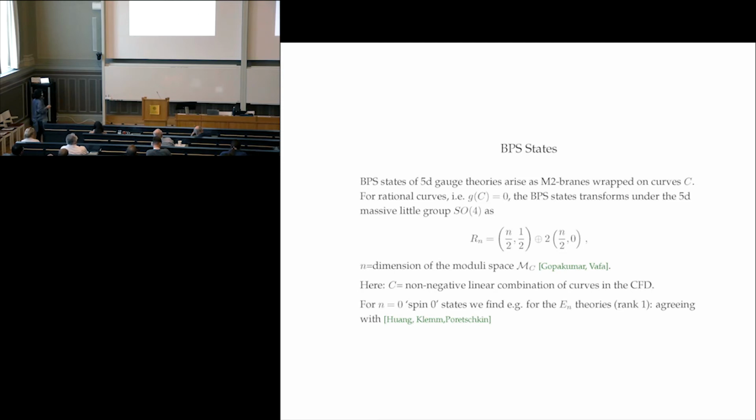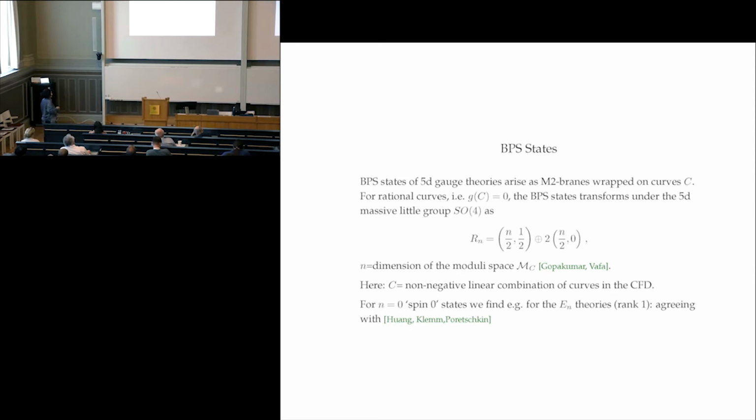And so we'll look at only genus equal to 0 states. In fact, they transform under the massive little group in 5 dimensions in this representation Rn, where n is the dimension of the moduli space at MC. So this is computing basic Gopakumar-Vafa invariants in these geometries.